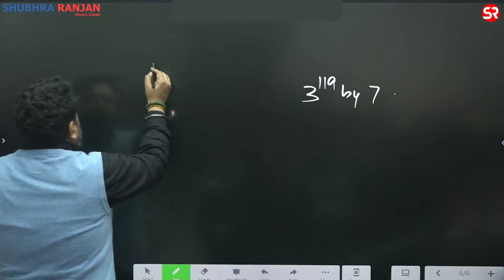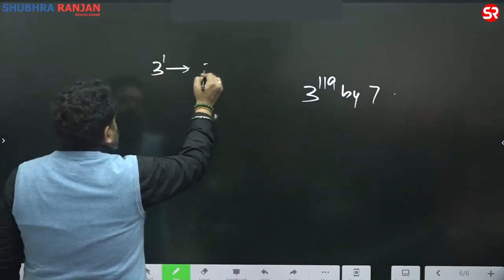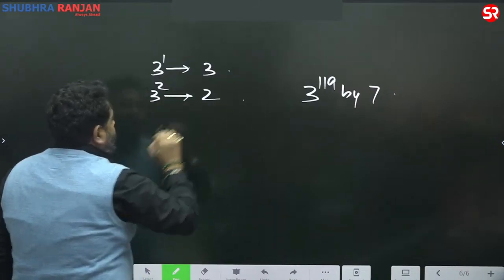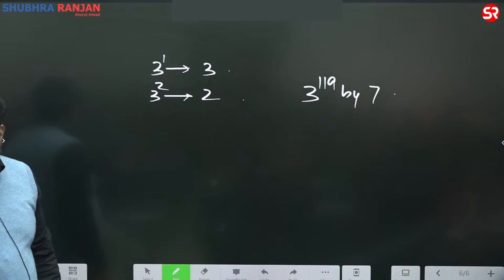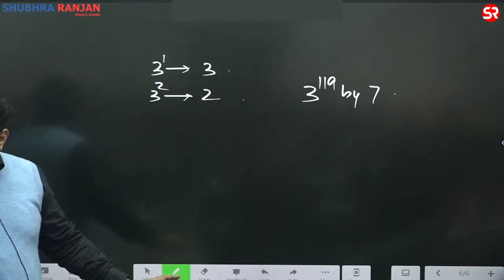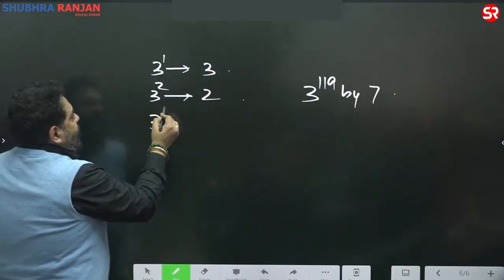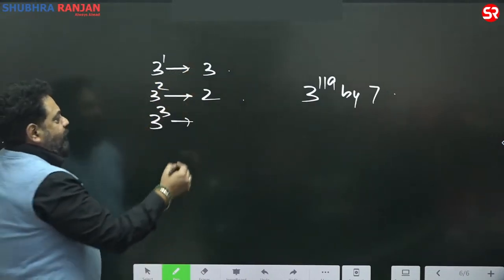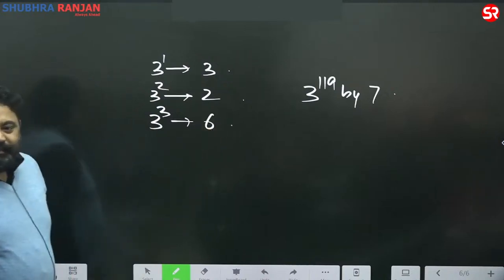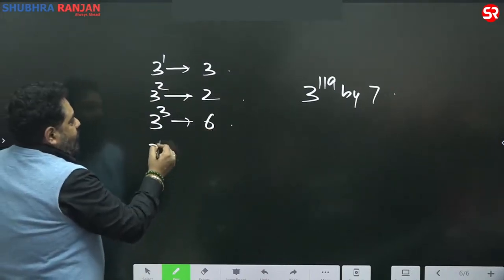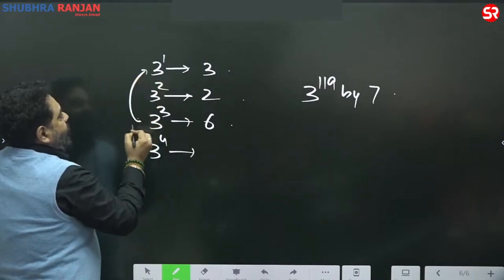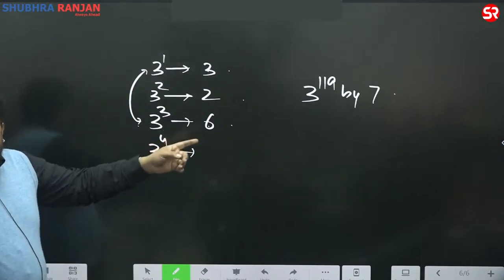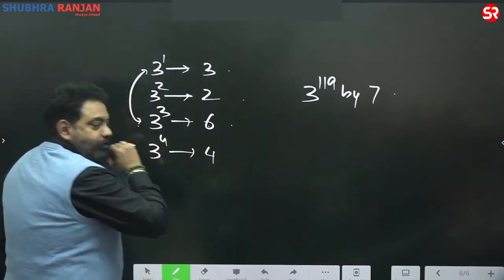See, 3 to the power 1 is 3 when divided by 7. 3 to the power 2 is 9. 9 when divided by 7, remainder is 2. Done. 3 to the power 3, I say this into this, 6. 3 to the power 4 is 3 to the power 1 into 3 to the power 3. 3 6s are 18. 18 when divided by 7, remainder is 4.